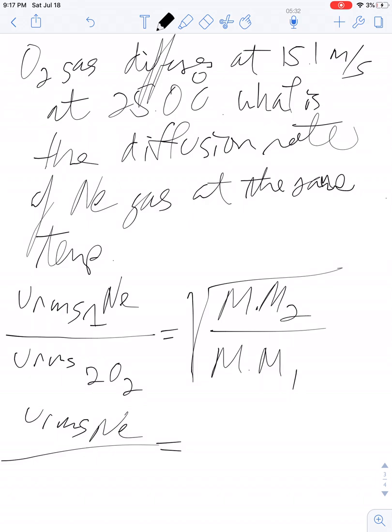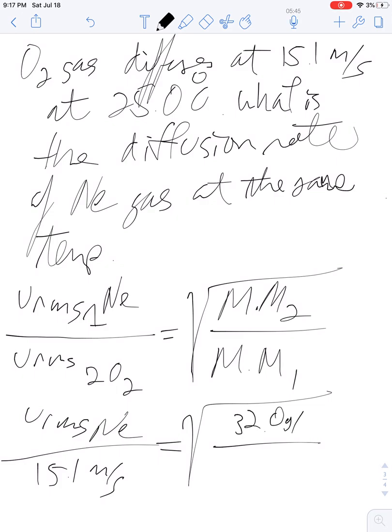Okay, so we know that the diffusion rate of the oxygen, or gas 2, would be, in this problem, 15.1 meters per second. The molecular mass of oxygen is 32 grams per mole. The molecular mass of neon is 20 grams per mole.